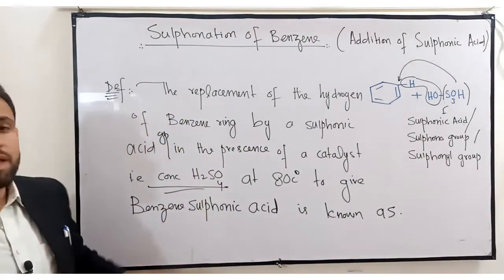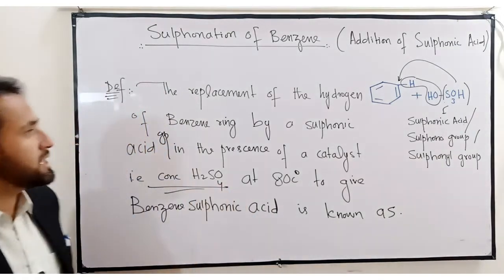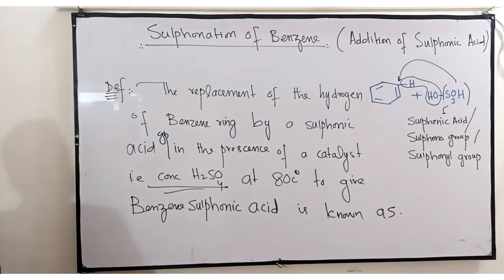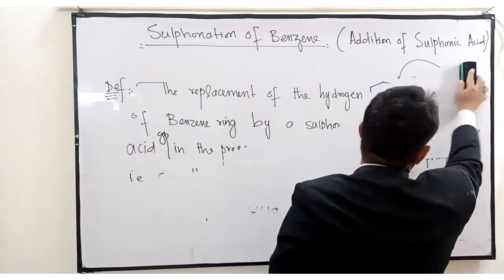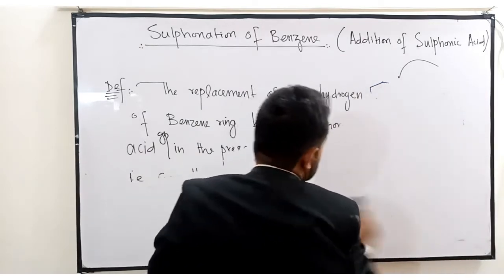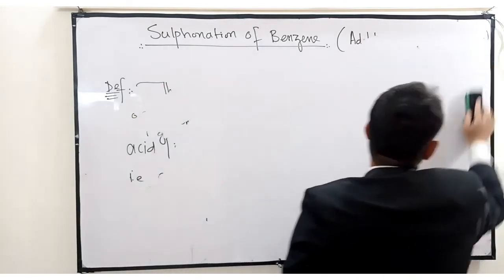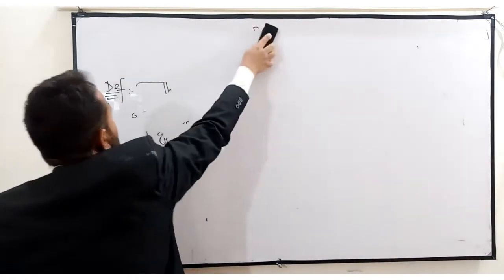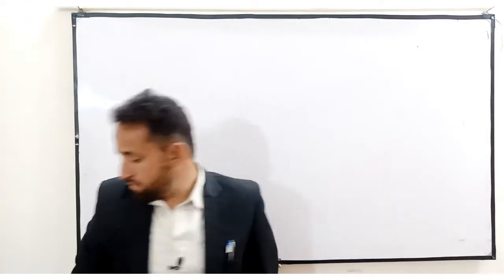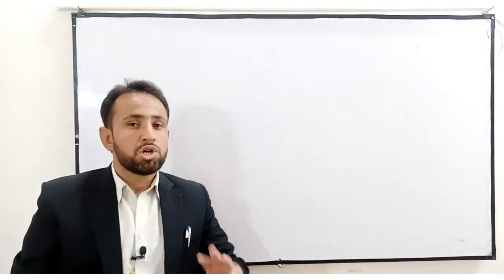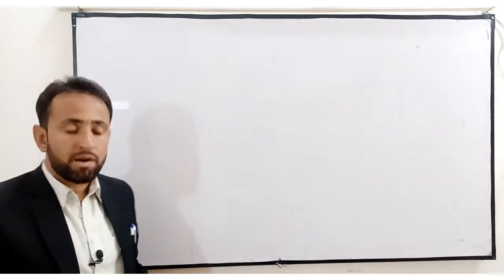Now the same will be explained well with the help of examples. So we will take the examples. Note it. Here, dear friend, I will explain two examples. In both of the examples, our final product will be benzene sulfonic acid. This reaction generally takes place in two ways. So first, I will explain way number one, method number one.